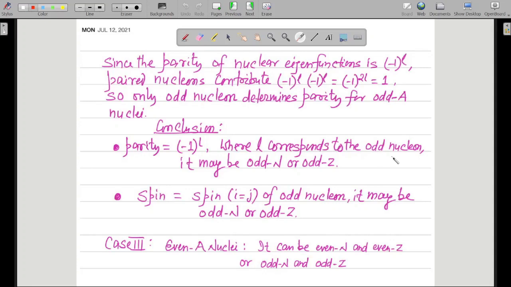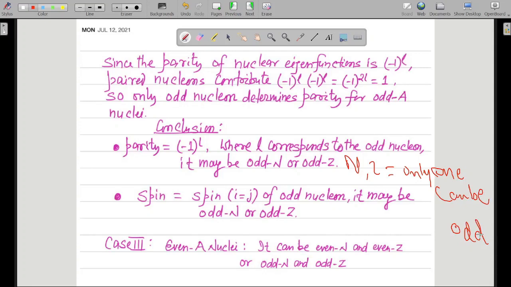So where L corresponds to the odd nucleon, it may be odd N or odd Z. Either N can be odd or Z can be odd, but only one thing can be odd, okay. Only one amongst N and Z. Only one can be odd. Why only one can be odd?